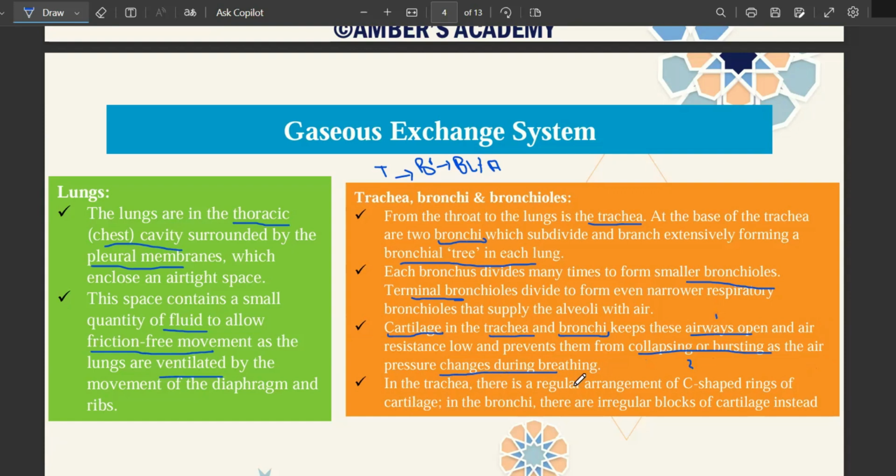Then in the trachea, there's a regular arrangement of C-shaped rings of cartilage. In the bronchi, there are irregular blocks of cartilage instead. So this is one tiny difference: in trachea, we have regular arrangement of C-shaped ring cartilage, and in bronchi, there are irregular blocks of cartilage. So take a screenshot of this. This is important. These questions are present in your P1.